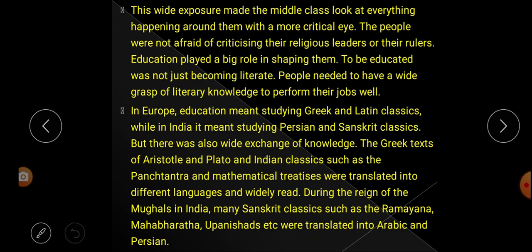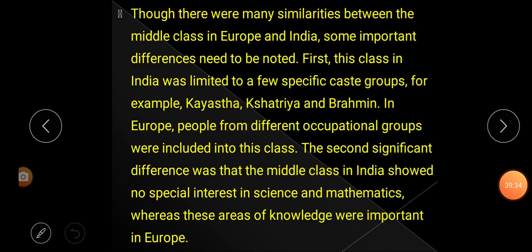So from this paragraph we learn that in Europe education meant what? Studying of Greek and Latin classics. In India, studying means what? Studying of Persian and Sanskrit classics. But there was a wide exchange of knowledge. The Greek texts of Aristotle and Plato and Indian classics such as the Panchatantra and mathematical treatises were translated into different languages widely. And during the reign of the Mughal Empire, many Sanskrit classics such as the Ramayana, Mahabharata and Upanishads were translated into Arabic and Persian languages. Next paragraph.